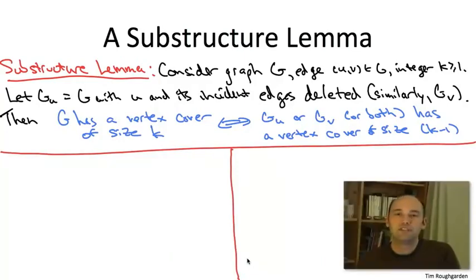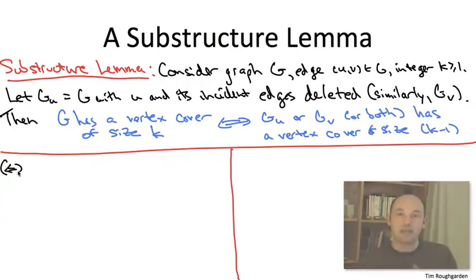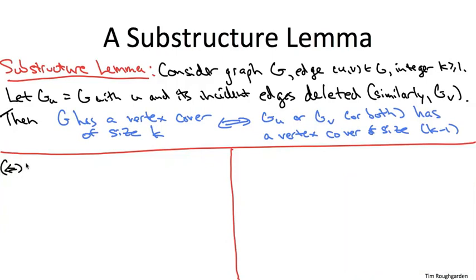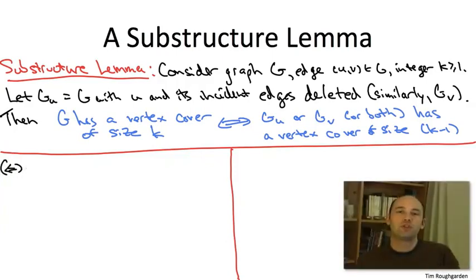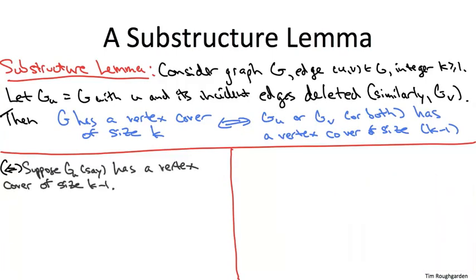So this is an if and only if statement, so we have to have two different parts of the proof: assuming the left, prove the right; assuming the right, prove the left. Let's start by assuming the right-hand side. Let's assume that G_U or G_V or both does in fact have a vertex cover of size K-1. Let's show that then G must have a vertex cover of size K as well. It doesn't matter which of G_U or G_V has the good vertex cover, let's just say G_U.